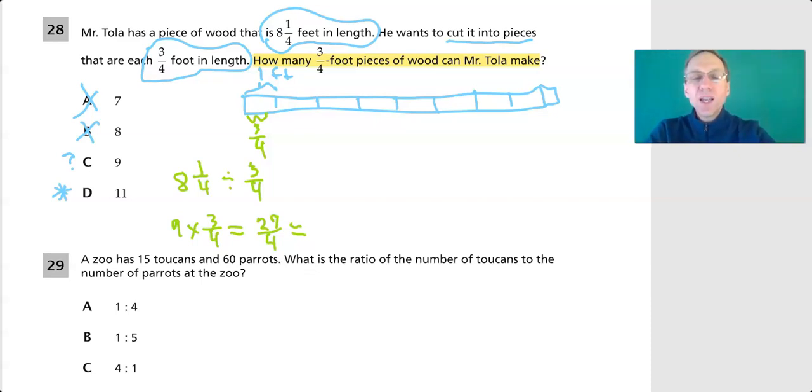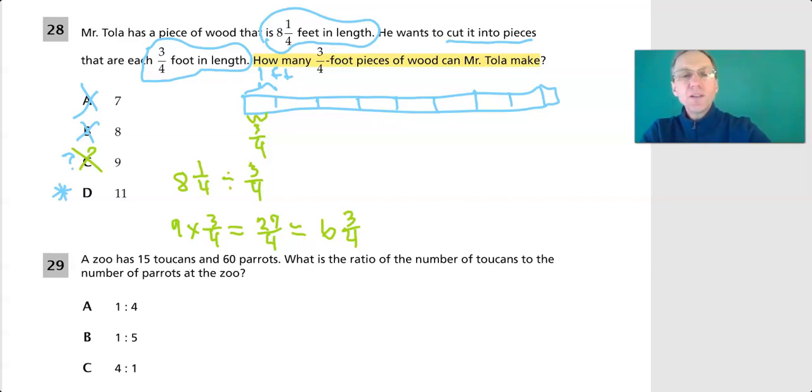So 27 fourths. Think about what that is. 27 divided by 4. So 4 into 27, that's 6 times 4 is 24, and then I'd have 27 minus 24. So that would be 6 3/4. So if I had 9 of these that were 3/4, I would only have a length of board of 6 3/4. So right there, that can't be it. We're done. It's cool, right?